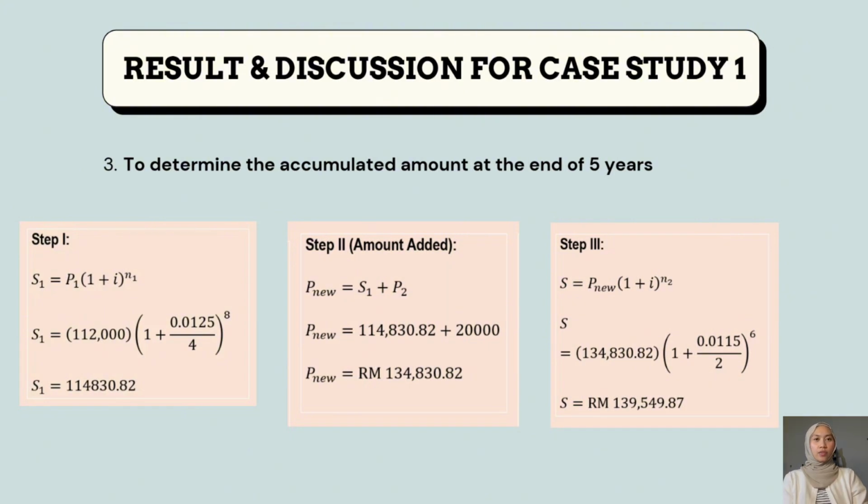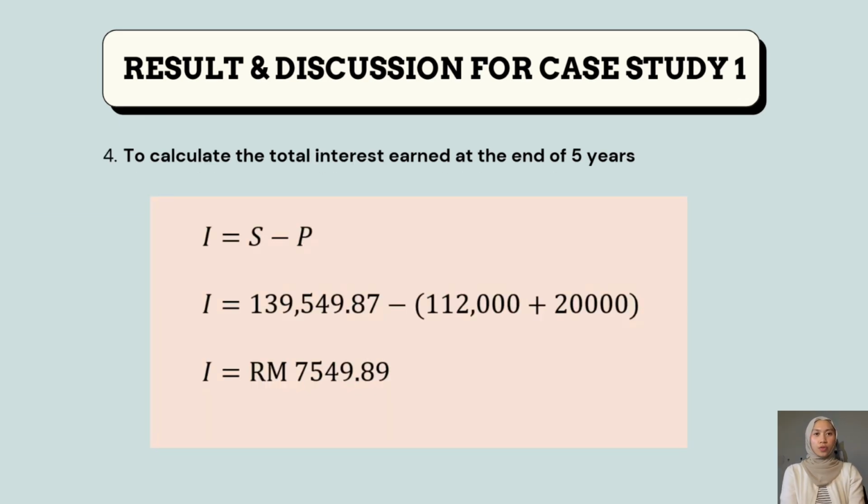To find the amount added, the formula is first S plus second P, which is 140,830 and 82 cents plus 20,000. You will get 134,830 and 82 cents. For second S, M is equal to 2, T is for 3 years, K is 0.0115. To find the second S, 134,830 and 82 cents in bracket 1 plus 0.115 over 2 to the power of 6, you will get 139,549 and 87 cents.